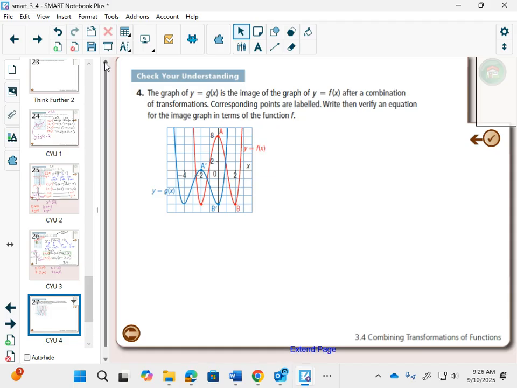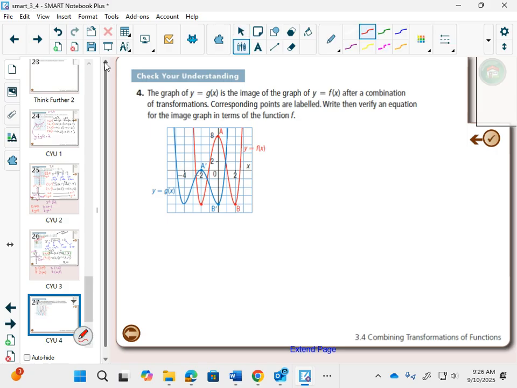The graph of g of x is the image of the graph of f of x after a bunch of transformations. And so now we have to sort of work backwards. We've got both graphs, the original one and the new one. A bunch of things happened, and we have to write and verify the equation.